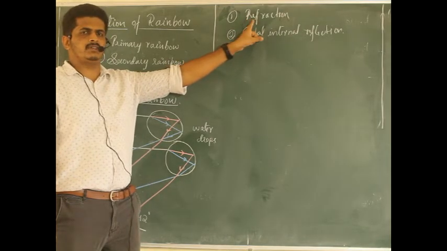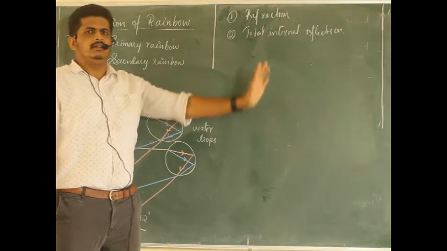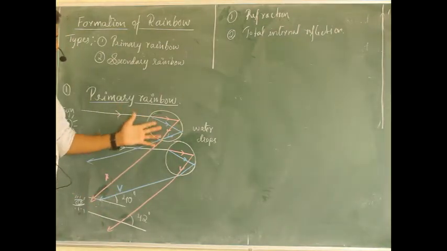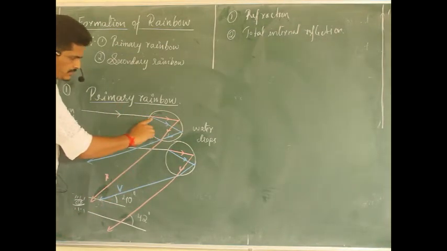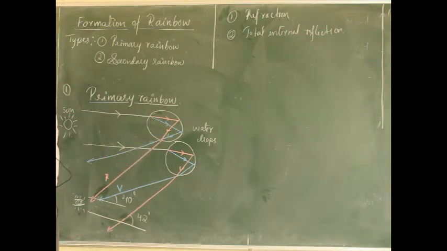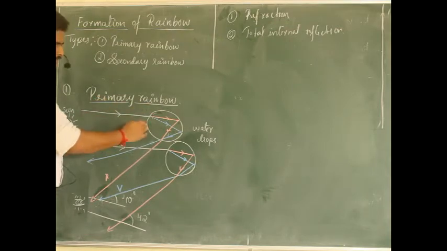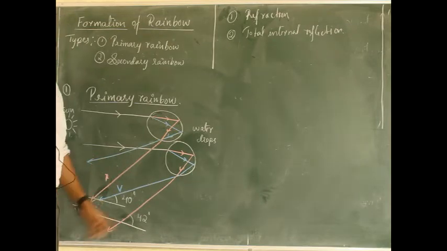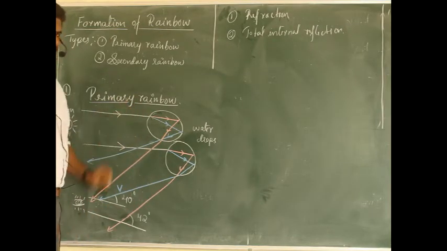There should be refraction as well as total internal reflection. So how many processes are taking place here? Refraction, total internal reflection, again refraction. So what are the processes in forming a primary rainbow? Refraction, total internal reflection, again refraction. That is how it is formed, and that is called a primary rainbow.